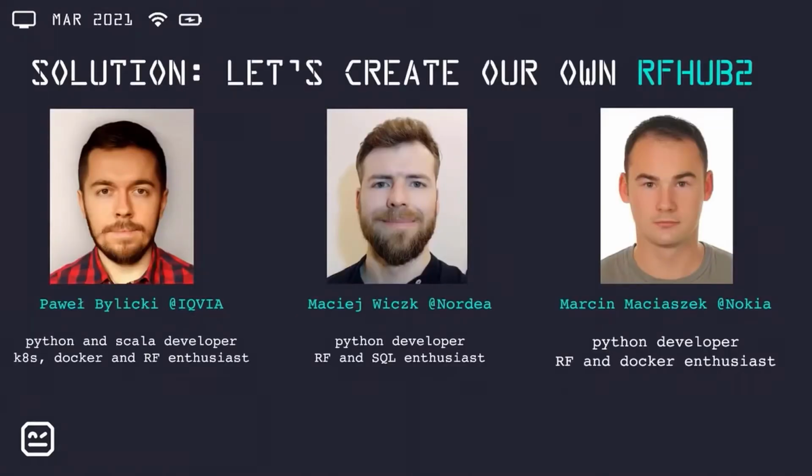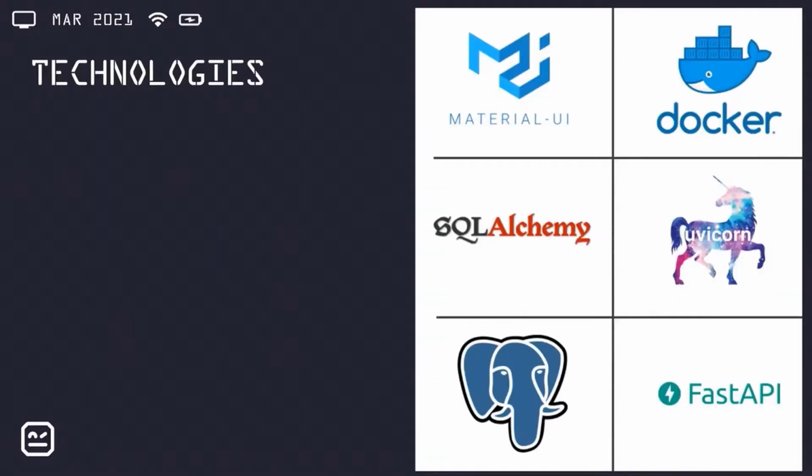Together with Paweł Belicki, the main RFHUB2 author, Marcin Maciaszek and me, we went to look for the technologies that will suit our project. On the front end, we have chosen Material UI to make sure our application looks fresh and nice. On the backend part, we are using FastAPI, a high-performance Python framework. For database communication, we are using SQLAlchemy, the most popular ORM framework in Python. All of that is served by Uvicorn, a lightning-fast ASGI server implementation, and packed into a Docker image.